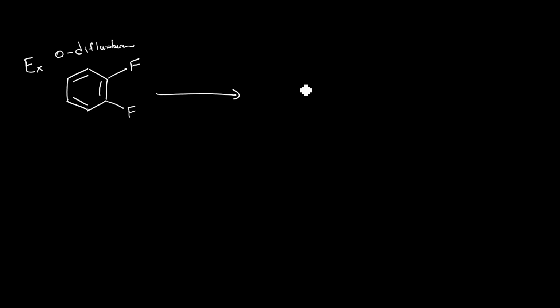So in this particular example, I'm going to take this structure. So here we have 3 pi bonds. Now we call this structure o-difluorobenzene. There are two fluorine atoms. I'm going to change this into the structure of this one.